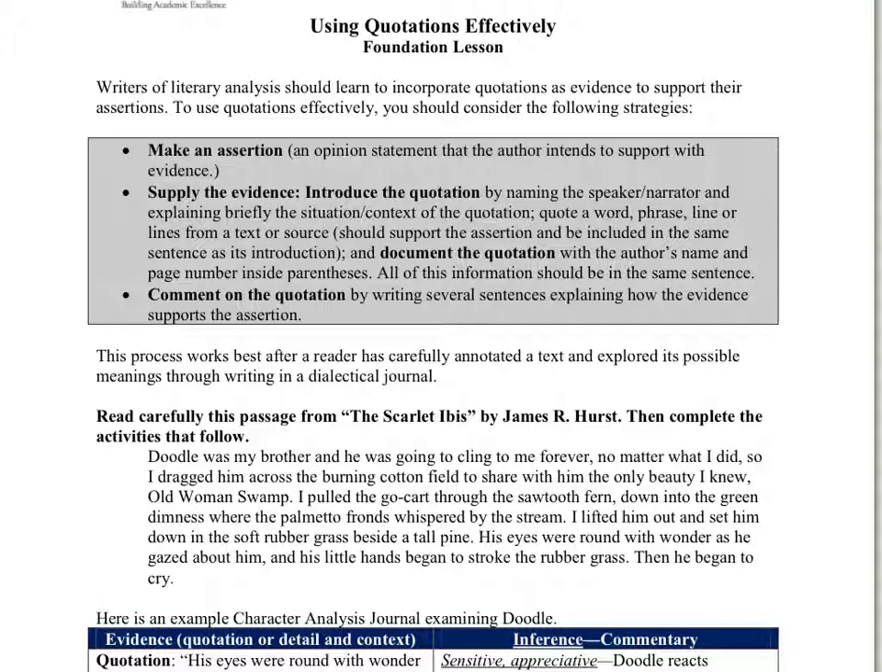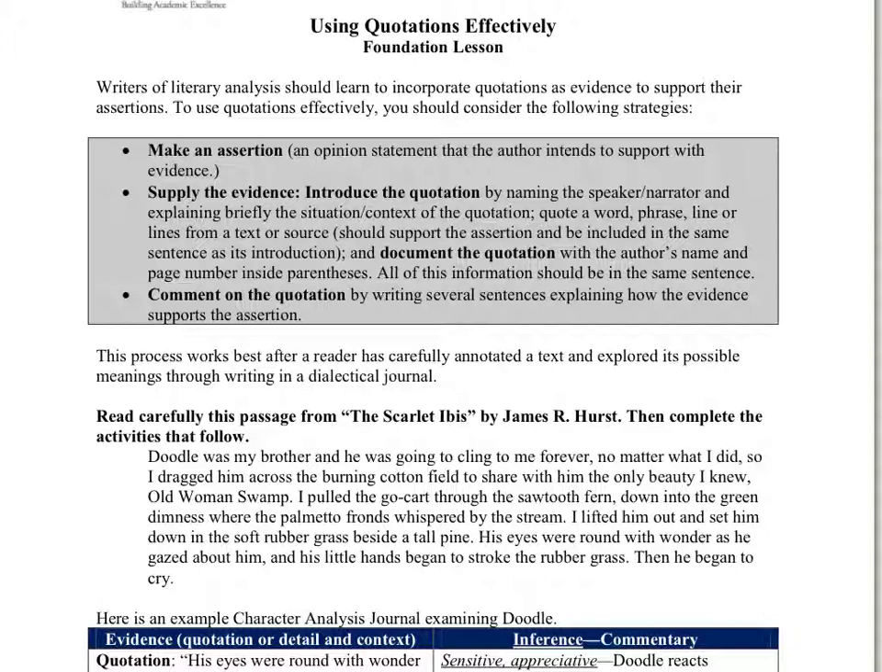If you can remember back to the dialectical journals, we talked about context. Context here is what is happening in the book at this time of the quote. So you want to provide some context so that your reader knows what situation or what event from the book you're referring to. Then you're going to include your quote. Your quote can be a single word, a phrase, a line, or lines from a text. You can do a complete sentence, 2 sentences, 3, or just a part of a sentence. You never need to include the whole sentence if you only need part of it.